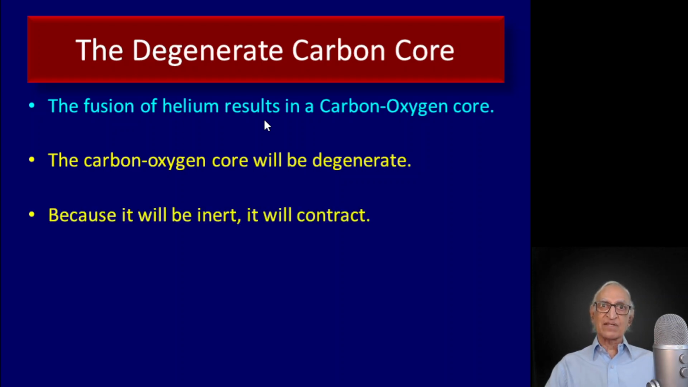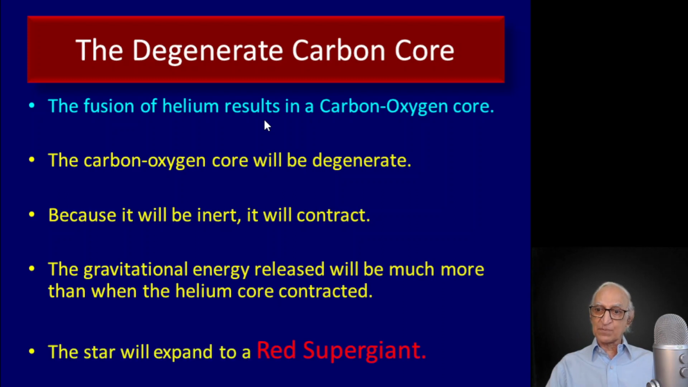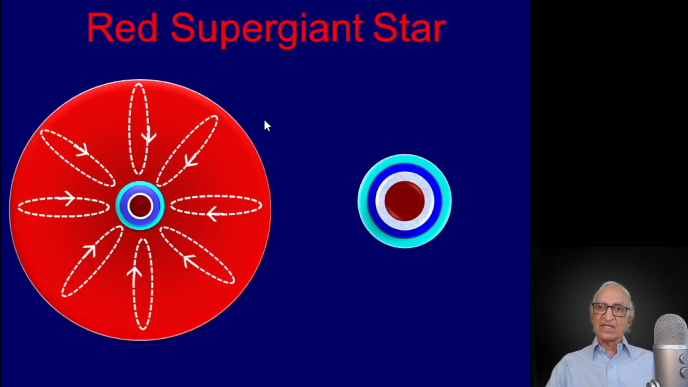And because it is contracting, the gravitational binding energy release will be much more than when the helium core contracted, because the gravitational binding energy is G m squared divided by r. The radius of the carbon core is much smaller than the radius of the helium core was. Therefore, the gravitational binding energy release, G m squared by r, is even much larger. Therefore, the star will expand once again, but this time it will become a supergiant star.